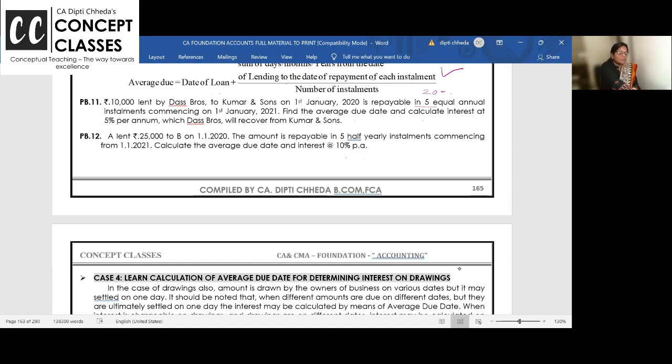Due date 1st September 2022. Is it correct? And interest also you have to calculate. Yeah, ma'am. So how much is average due date coming to?